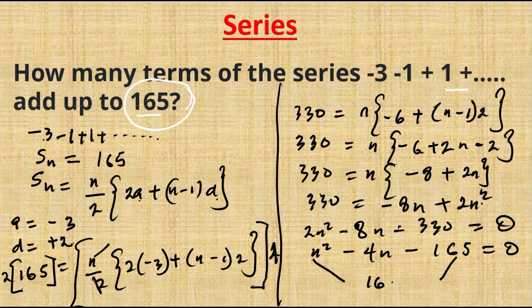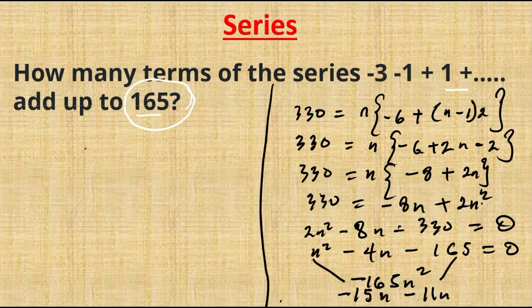That will be -165n squared. And the factors of -165n squared will be -15n and +11n. So that I'll have n squared minus 15n plus 11n minus 165 equals 0.